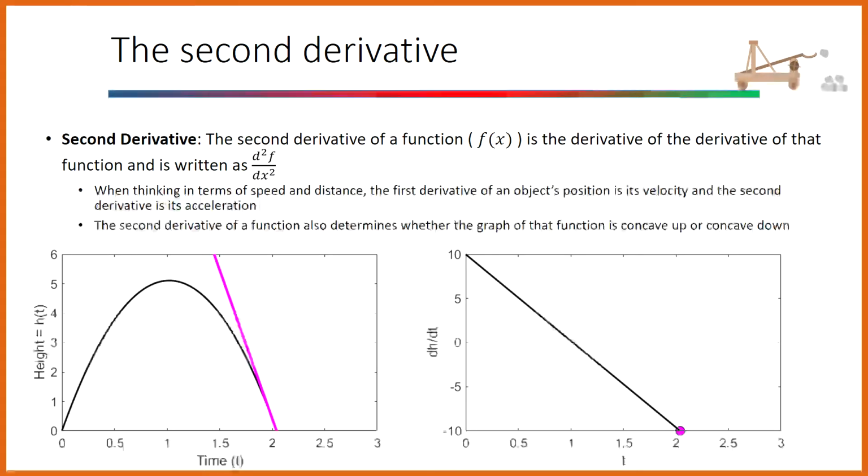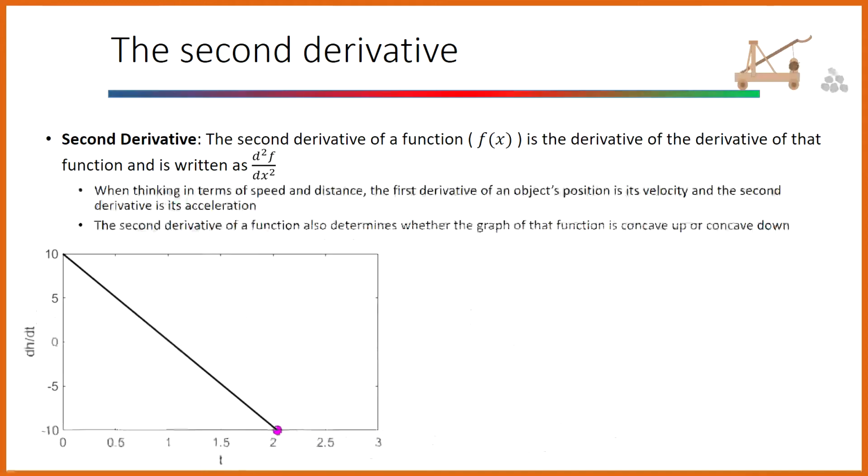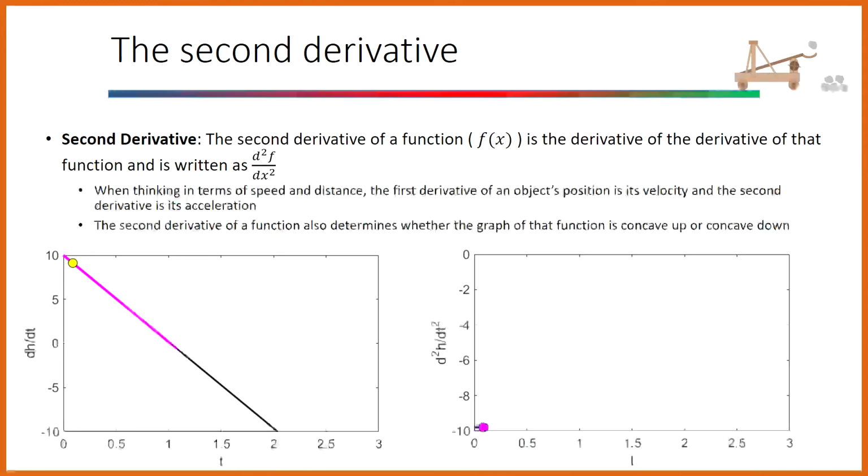Next, let's plot the second derivative. Remember that the second derivative is simply the derivative of the derivative. So really, we're looking for the derivative of that function we've graphed on the right. So we'll move that graph over to the left and compute its derivative. Since dh/dt is simply a line with a slope of negative 9.8, we can see that its derivative, which is the second derivative of h of t, is simply the constant value negative 9.8.